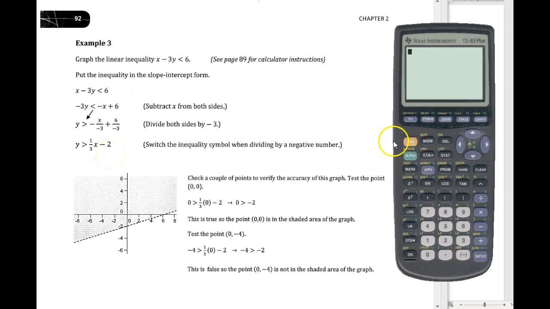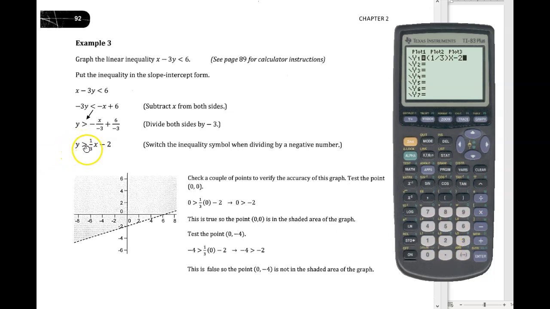So now we're ready to put it into the calculator. So we're going to select y equals. Let's clear this previous one out. And so I'm going to put 1/3 x. I like to put my fractions in parentheses. Depending on your calculator, it may create the fraction for you, but I have an older version here. So I have 1/3 in parentheses times x minus 2.